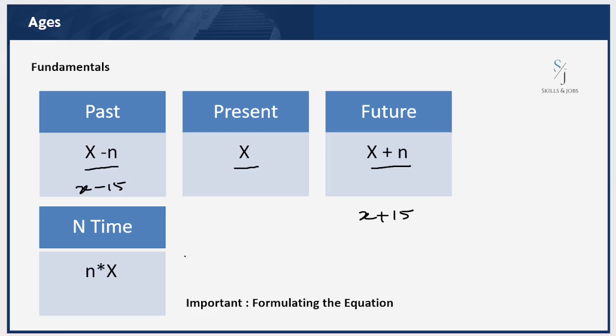Sometimes it may be given Ram's age n times his present age. So in that case what we need to write? x into n. For example, Ram's age is 5 times his present age. In that case what we need to write? We need to write 5 into x. Okay, so these are the four basic fundamentals we need to keep in mind to formulate the equation for the age problem. I hope this is clear. So let us understand in more detail by taking a few examples.